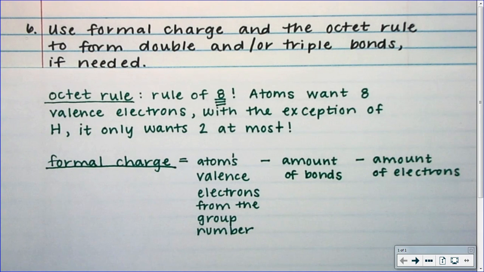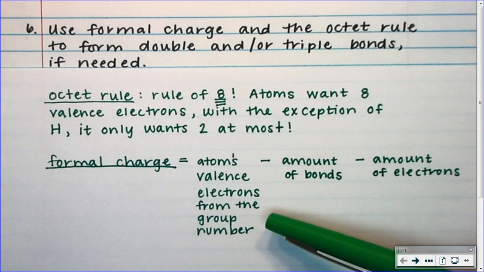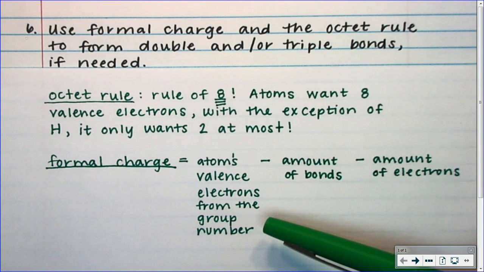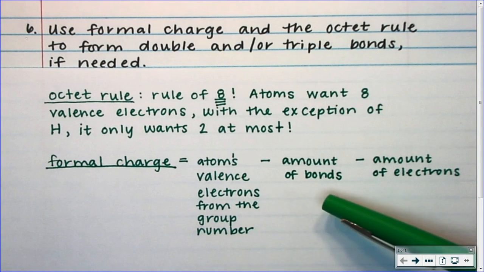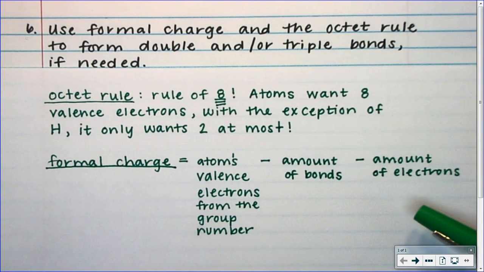Now on your screen you can see formal charge and how you go about calculating it. For each atom that is in your formula, you're going to go through this equation. Here you have the atom's valence electrons from the group number. This is the amount of valence electrons from the periodic table that we described in step 1. From there, you want to subtract the amount of bonds that said atom has, 1 for each line. And then at the end you also want to subtract the amount of electrons each of those atoms have.